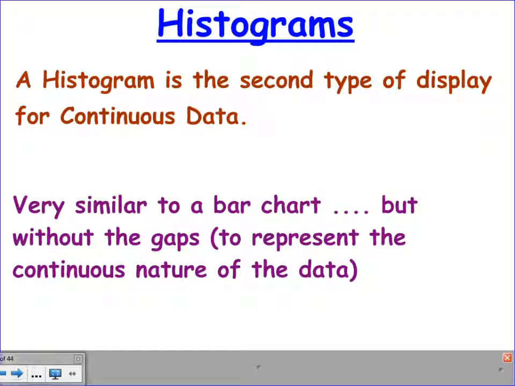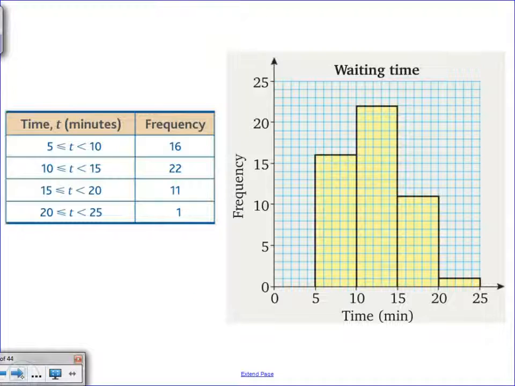Now the frequency polygon is a posh word for a line graph. A histogram is a posh word for a bar chart, but a bar chart with no gaps to show something is continuous. That's why I always stress you have to leave a gap when you're doing the normal bar charts, because if you don't leave the gap, it's not a bar chart, it's a histogram. Okay? So it's very, very similar to a bar chart.